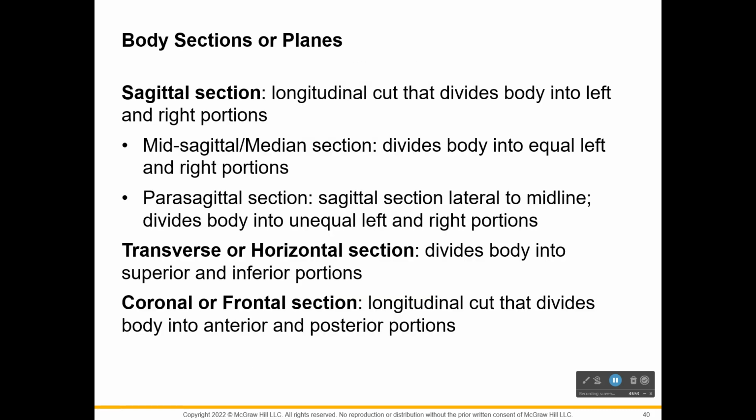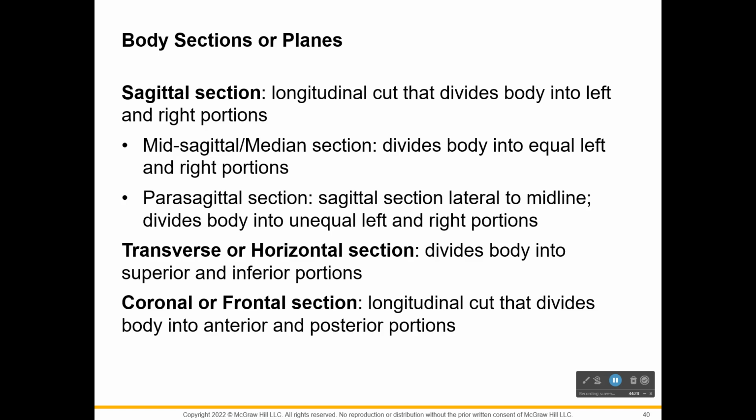If you're needing to go into the RT, you do want to know these body sections or planes. And I don't know who's going to RT or LPN or RN or PTA, but you're going to need to know these planes of the body. And so there is something called the sagittal section, and it is a longitudinal cut. It cuts right down the middle and cuts you into the left and right side. A lot of times you'll hear mid-sagittal, and that means equal left and right portions, so directly down the median.